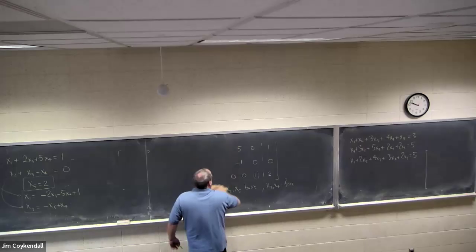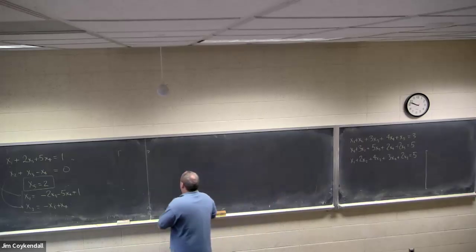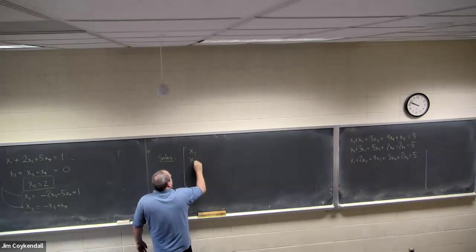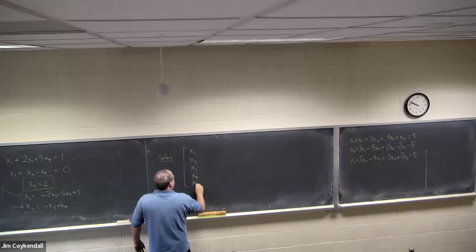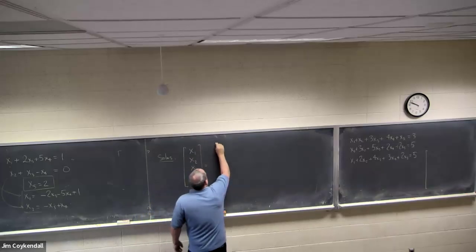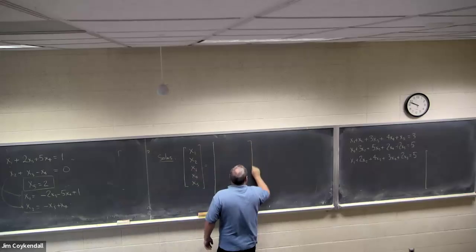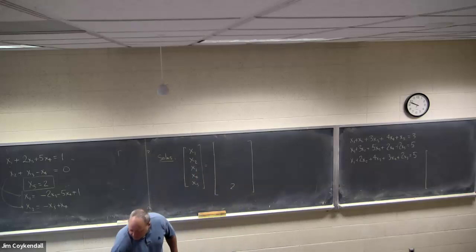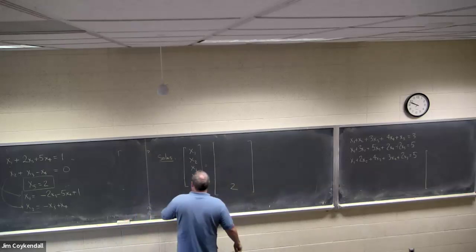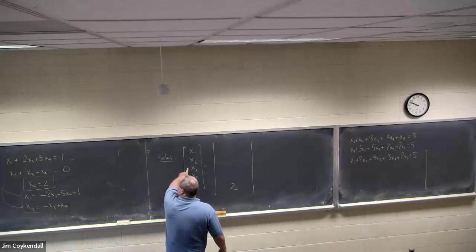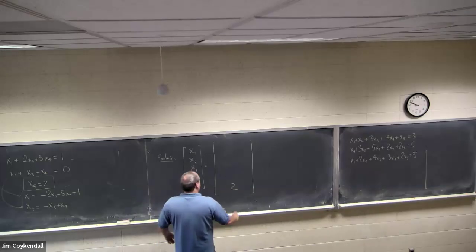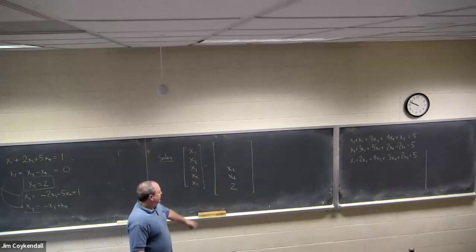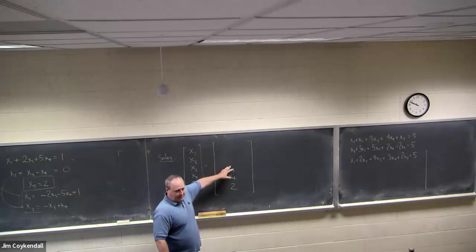Let's write down the solutions. Solutions look like x5 is 2, no matter what. x3 and x4 are free. So they just are, you can pick x3 and x4 any two different ways that you like.